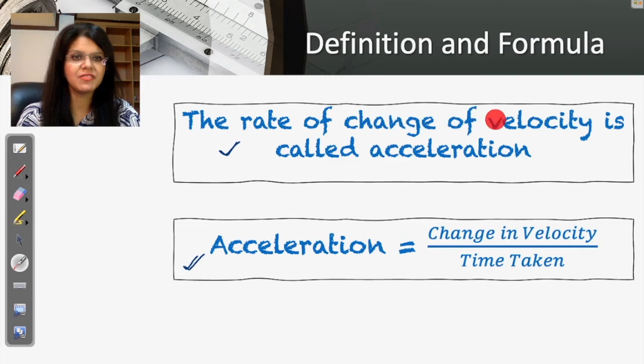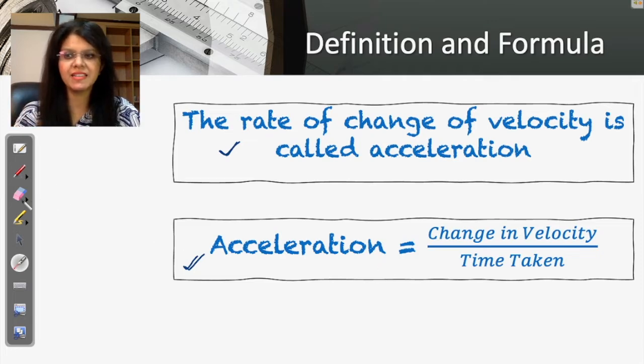The rate of change of velocity goes in the numerator. It's rate. We are talking about the rate, so the time taken goes in the denominator. Change in velocity per unit time. Per unit time is called rate. So acceleration is change in velocity divided by the time taken for this change to take place. We'll understand the definition and the formula as we proceed through the video.